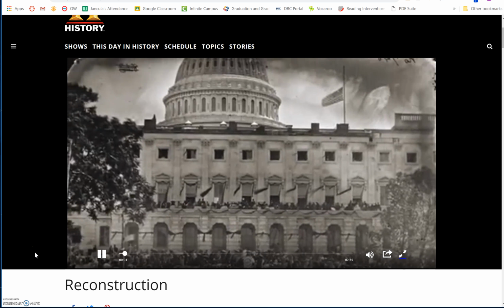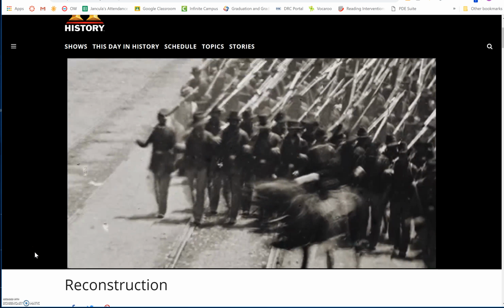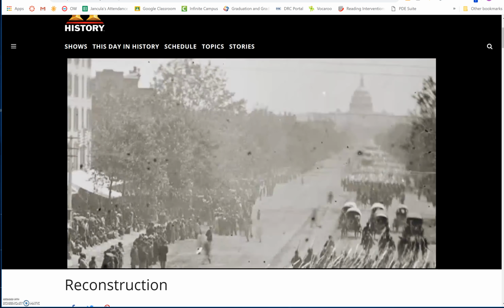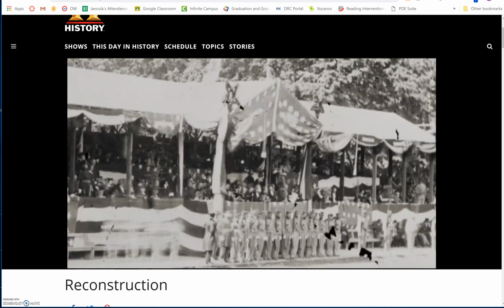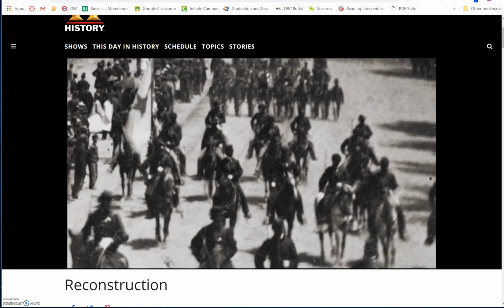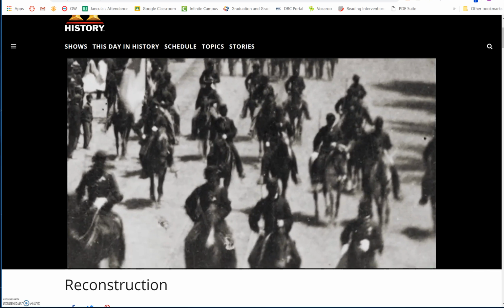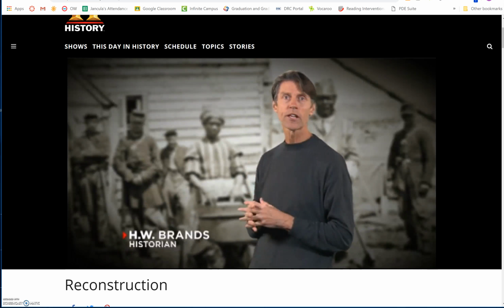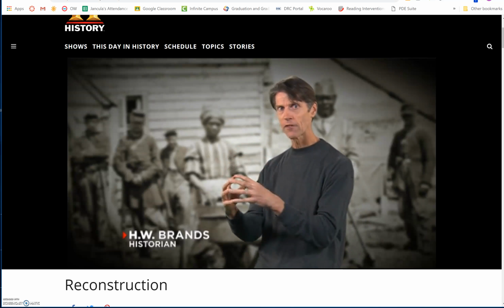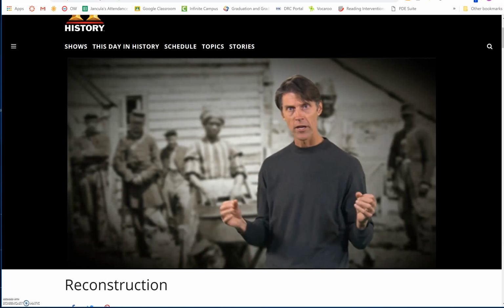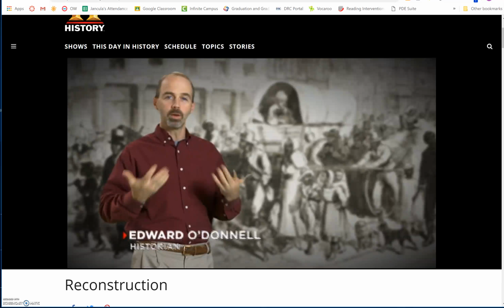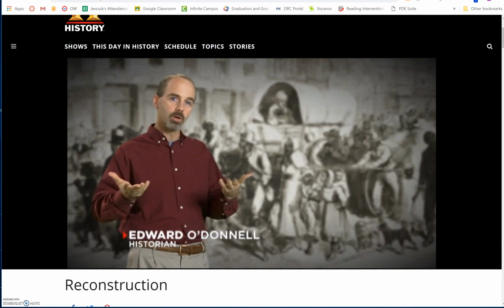The Civil War ends in 1865, and the Union Army celebrates with a triumphant parade down Washington's Pennsylvania Avenue. But while the fighting is over, conflict continues through the era known as Reconstruction. One way of looking at Reconstruction is the struggle between North and South shifts from the battlefield to the political realm. Well, you have 4 million formerly enslaved people. What is their status going to be moving forward?